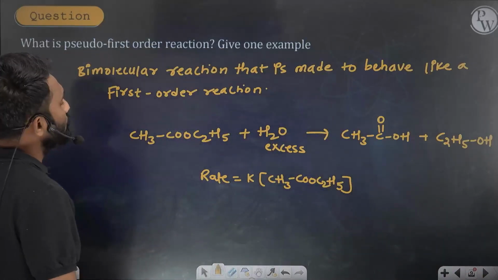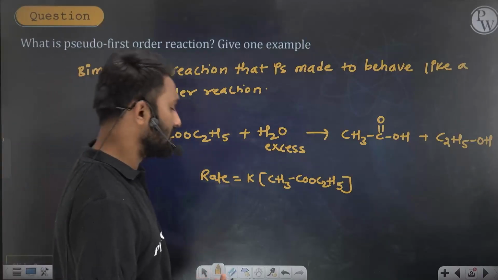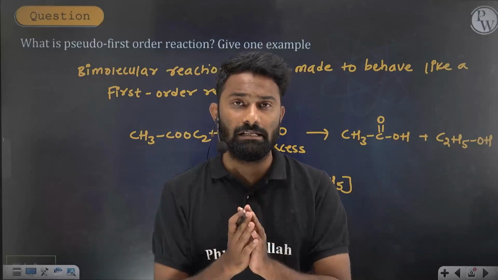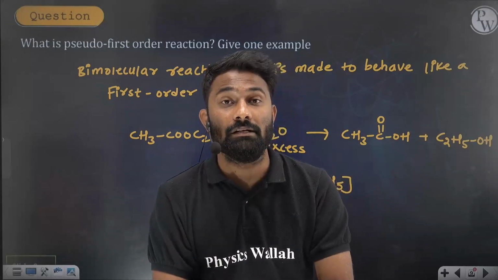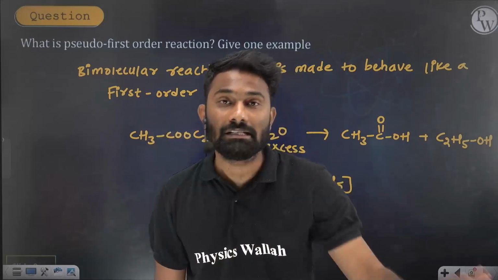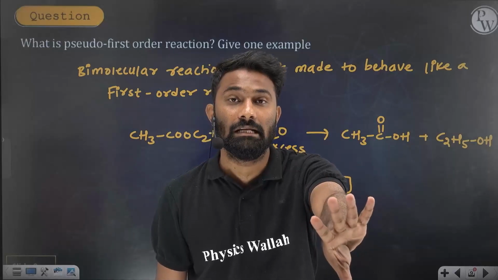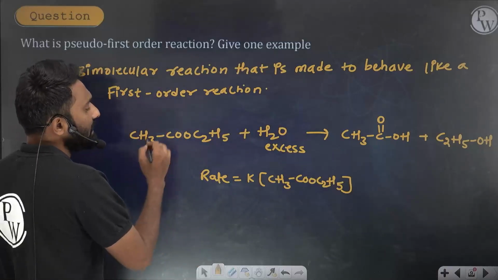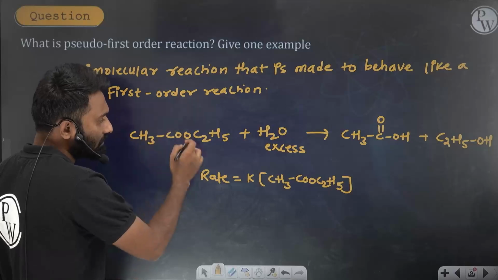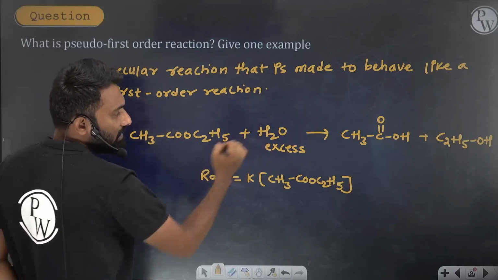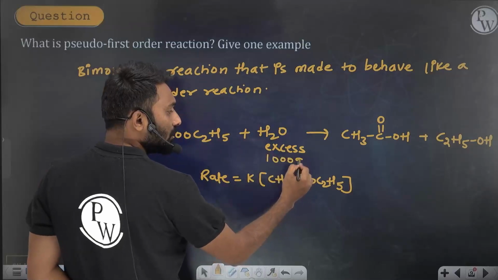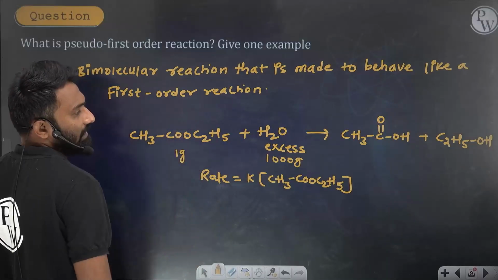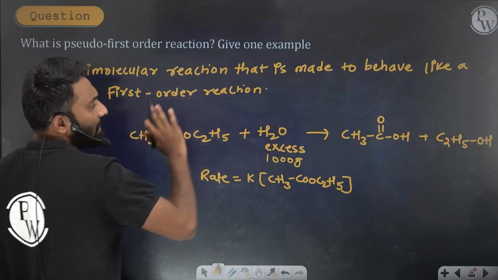Next, what is the pseudo first order reaction? Give one example. A pseudo first order reaction looks like a bimolecular reaction, that is, it looks like a second order reaction, but in reality it is not a second order reaction, it is purely a first order reaction. If you take CH3COOC2H5, and water is in excess, let's take 1000 grams of water, only 1 gram of this reactant species is reacting and converted into products.